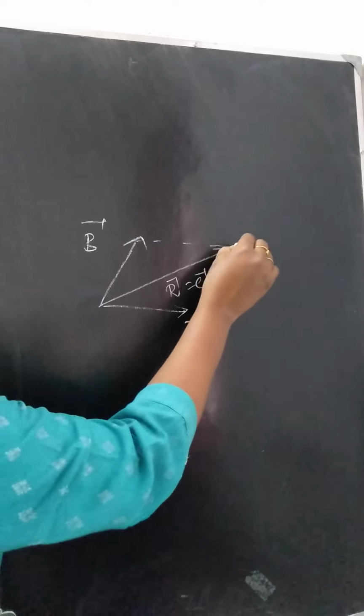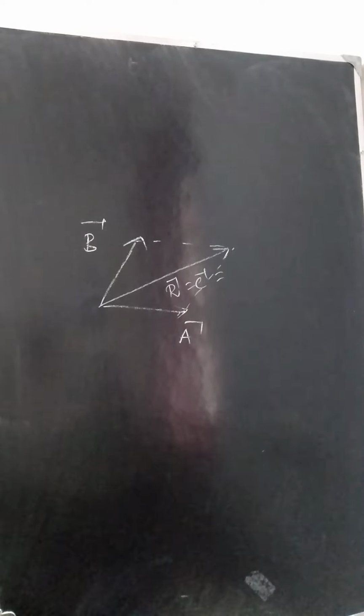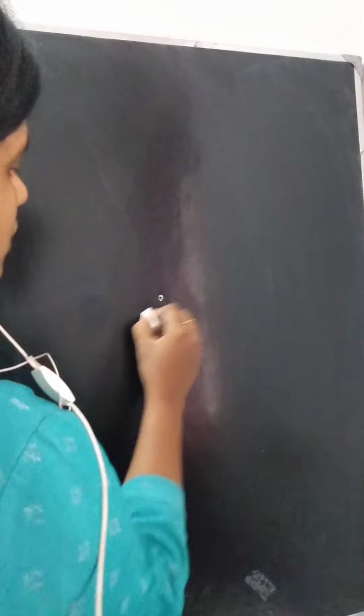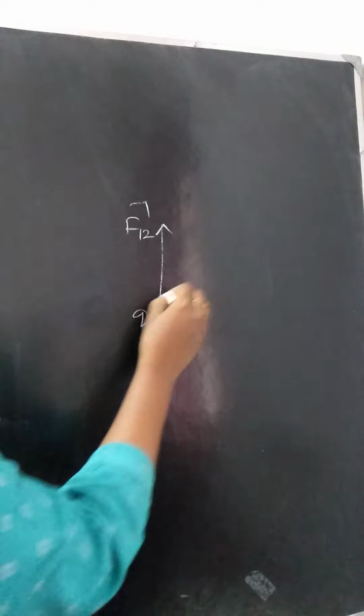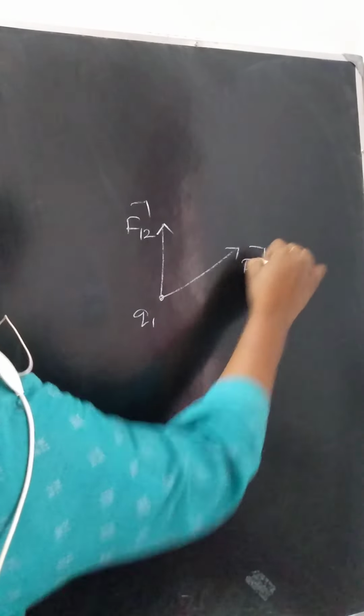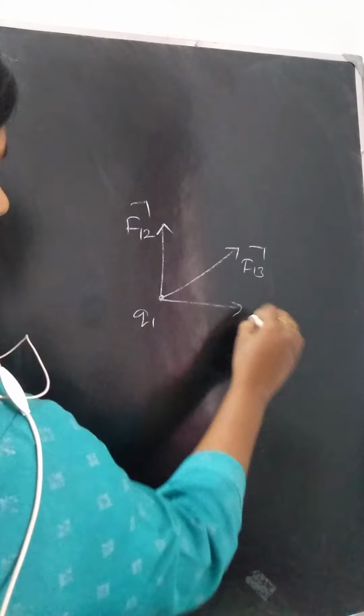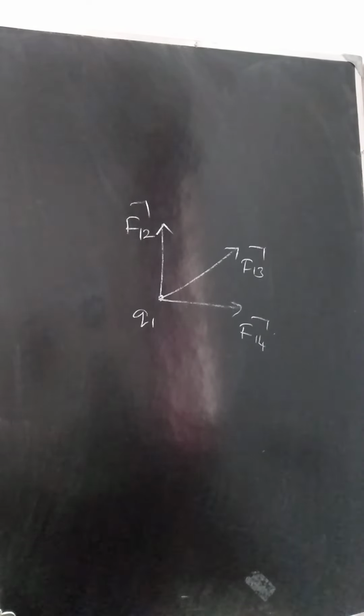What is the law we follow? Triangle law or parallelogram law. Remember, to find the net resultant vector, we take the resultant that exists between the two vectors. And on Q1, if you see the forces, how many forces do we have? 3 forces act on Q1, right? This is charge Q1 and this is the F12 vector, this is the F13 vector, and this is the F14 vector. How to find the resultant vector then? What do we have to do?